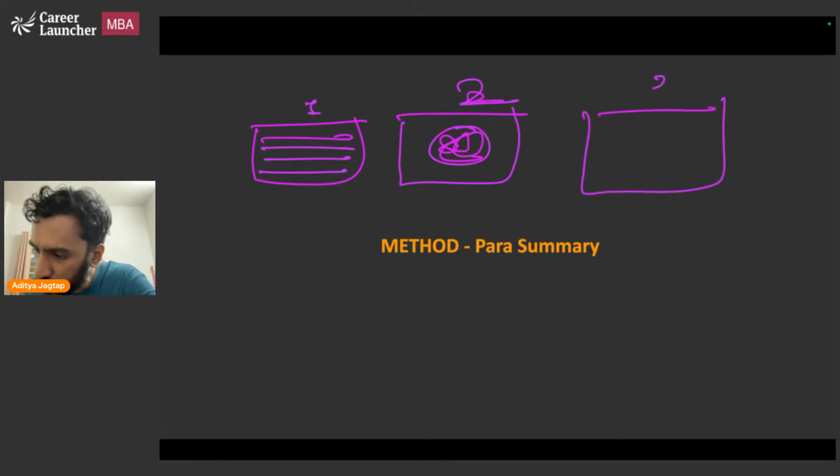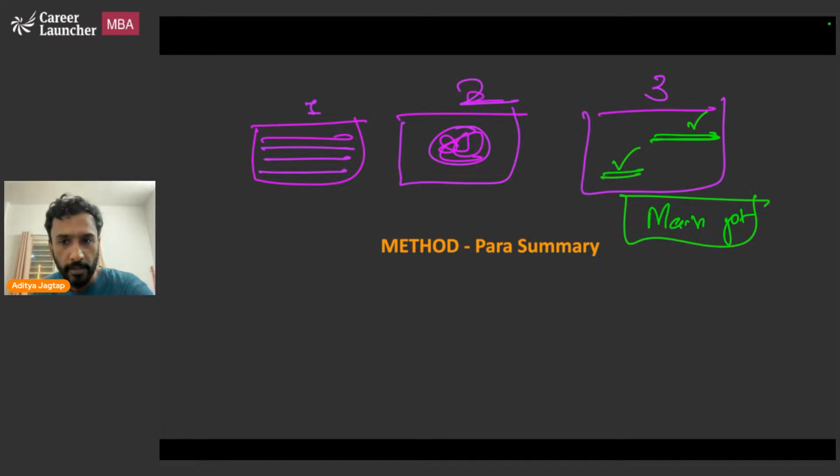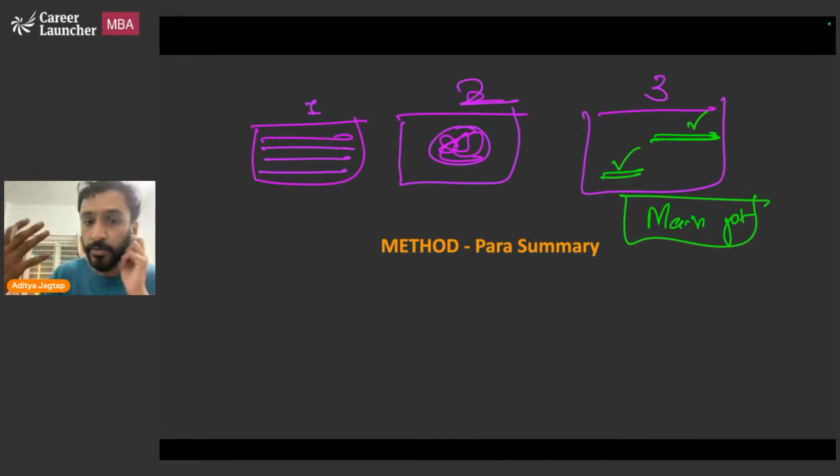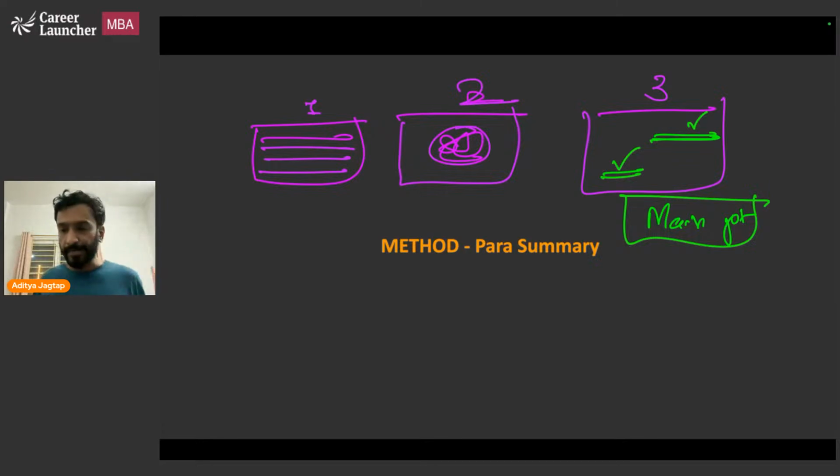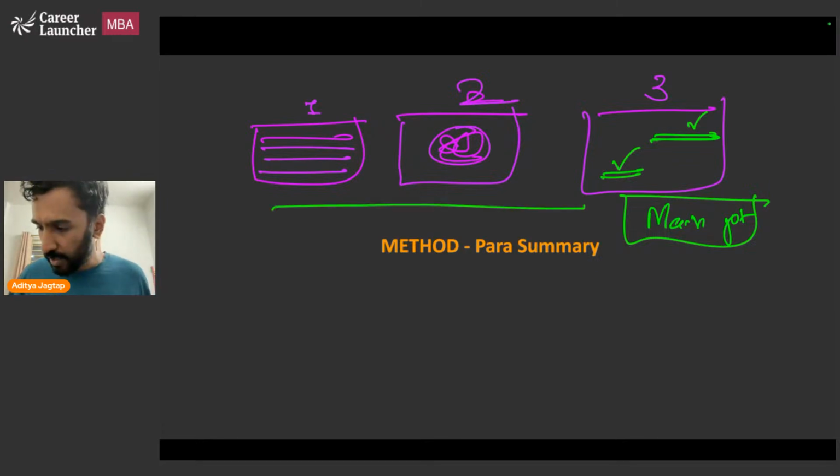What I want is this third stage, which is a specific aspect of the passage: the main point of the author is clear to me. Right? This is the method for parasummary. Sanatan had said, can you summarize these methods? Right. So for the parasummary question, the first stage, and by the way, this stage of reading applies to all of VARC.